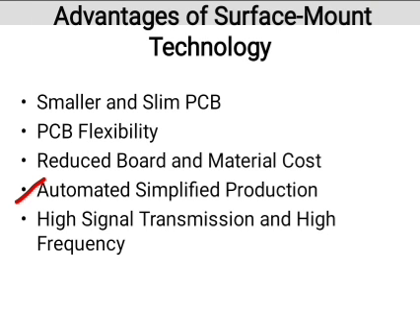Next is automated, simplified production. The through-hole electronic components have leads that need to be inserted in the plated through holes manually. These leads need to be bent, shaped and cut. But this is not the case with SMD components. With automatic SMT pick and place machines, they can be automatically placed on the board. This reduces processing and production cost.